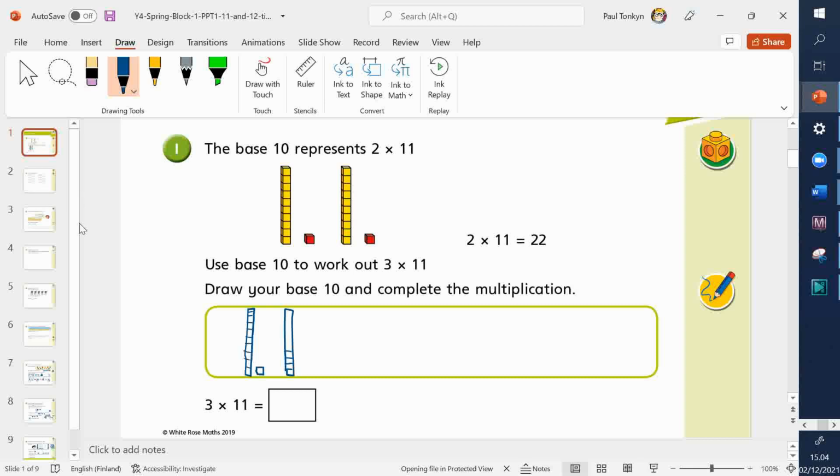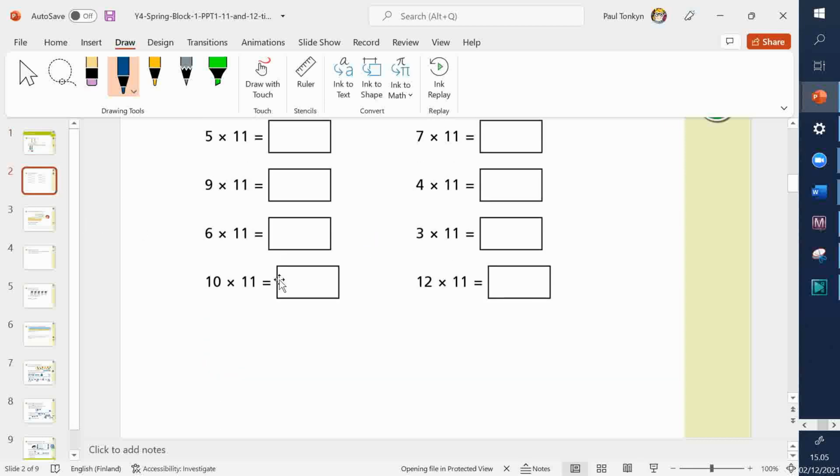Okay. What would 3 times 11 equal? 33, right? There we go. So that would go in there. Okay. Now, quick fire round.